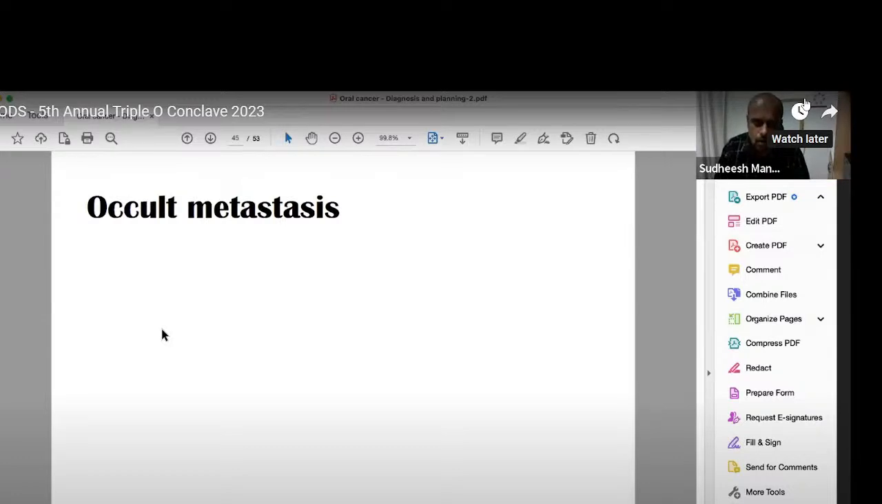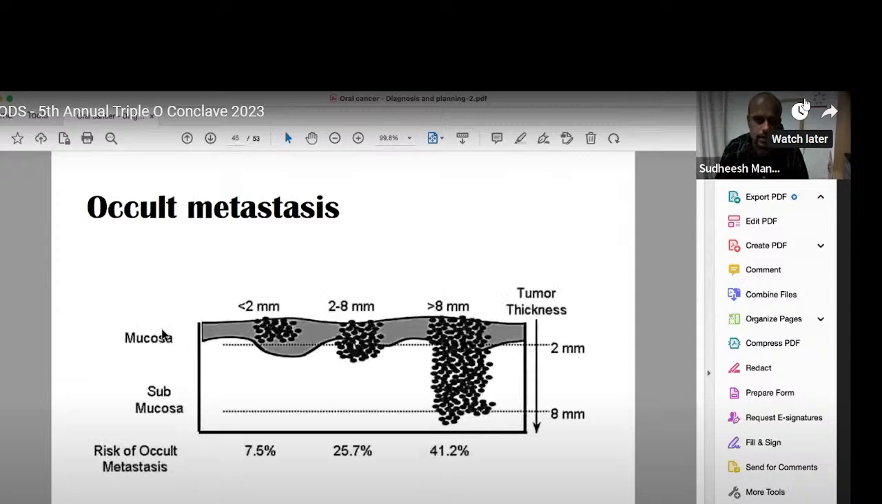What is occult metastasis? You evaluate the patient, clinically and radiologically, and you take that as an N0 neck. That is, there is no lymph node involvement, and you do a surgery. And the final report comes as node positive. That is, the node was hidden. You could not identify the node before surgery. That is called occult metastasis. So that is very important.